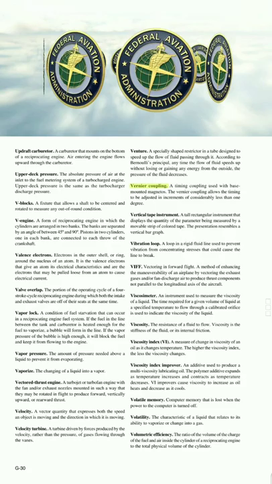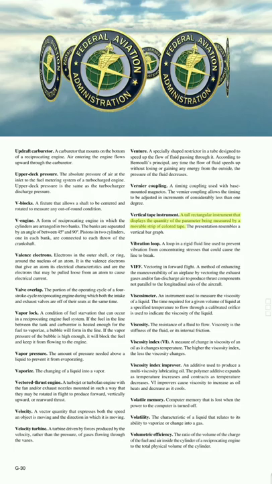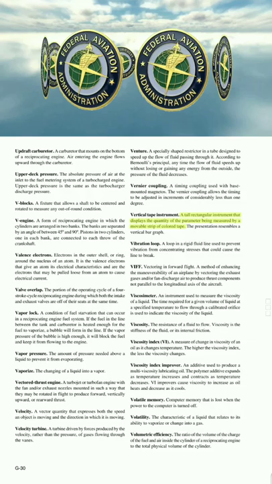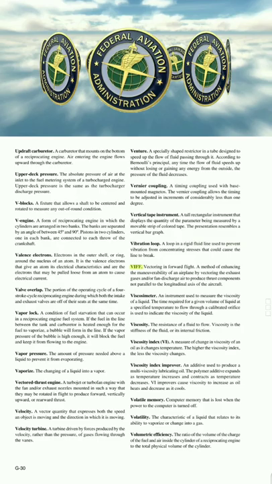Vernier coupling allows the timing to be adjusted in increments of considerably less than 1 degree. Vertical tape instrument. A tall rectangular instrument that displays the quantity of the parameter being measured by a movable strip of colored tape. The presentation resembles a vertical bar graph. Vibration loop. A loop in a rigid fluid line used to prevent vibration from concentrating stresses that could cause the line to break. VIF. Vectoring in forward flight.